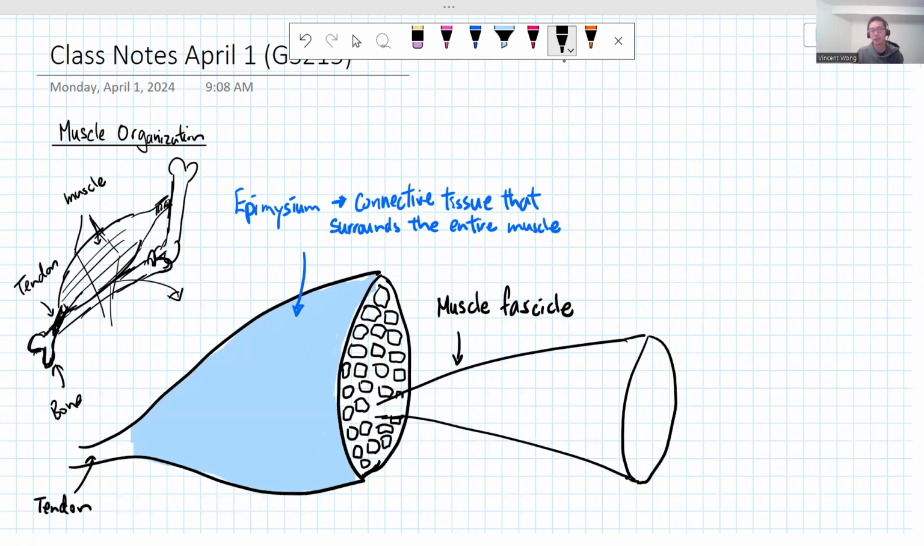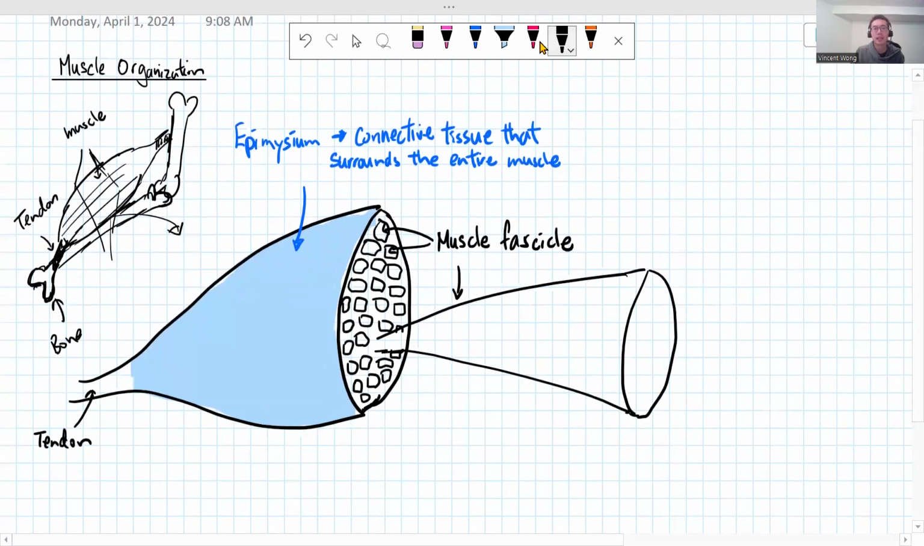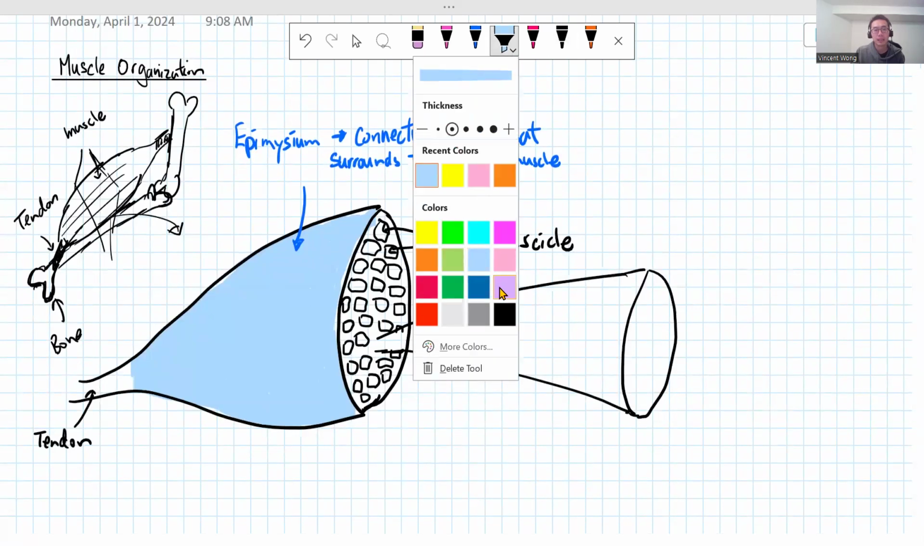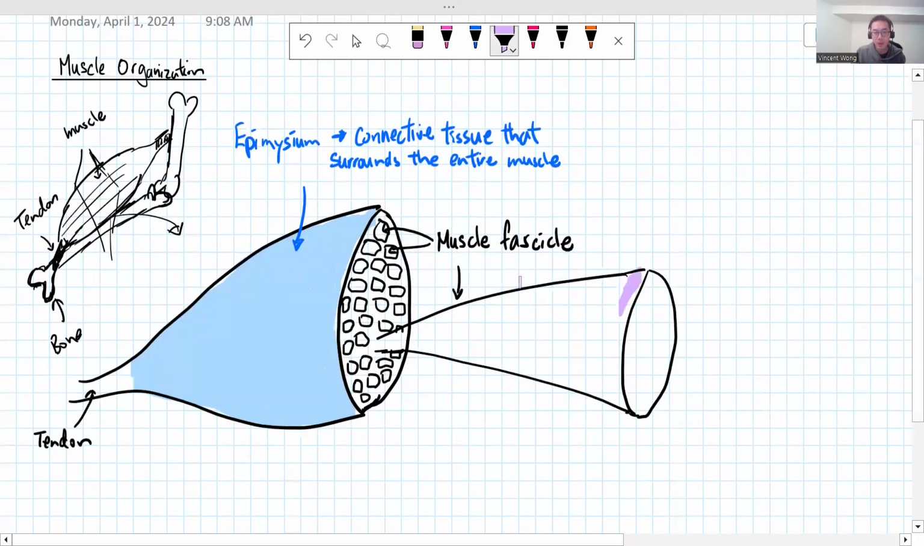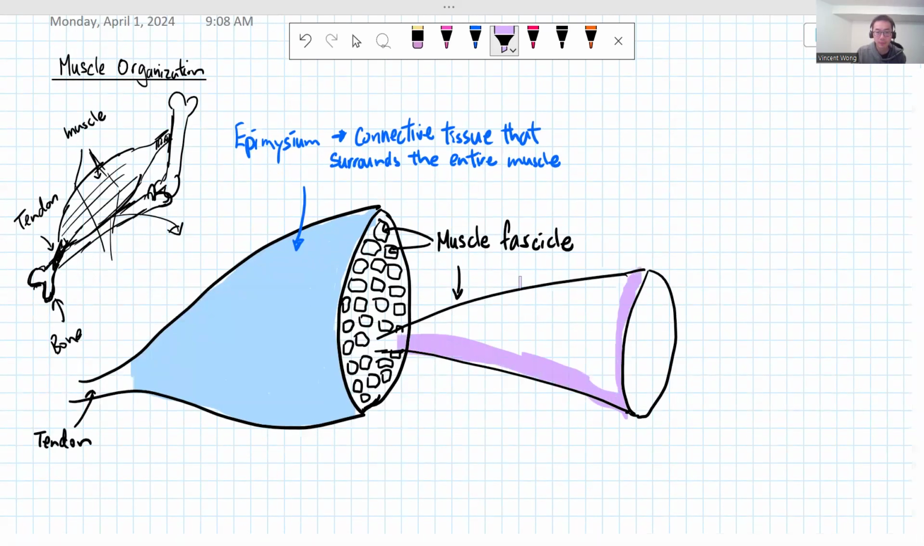Muscle fascicle. So the epimysium surrounds the entire muscle, and then the muscle is made up of a bunch of these muscle fascicles. So that's a muscle fascicle, that's a muscle fascicle, that's a muscle fascicle. I just pulled one out to show you, right? Now, the muscle fascicle is also surrounded by its own layer of connective tissue.